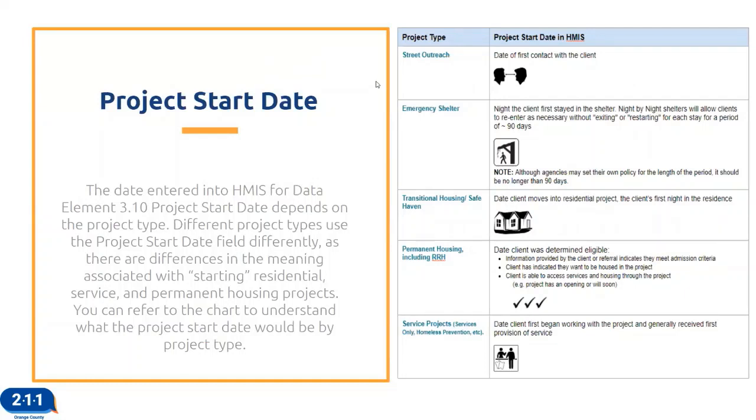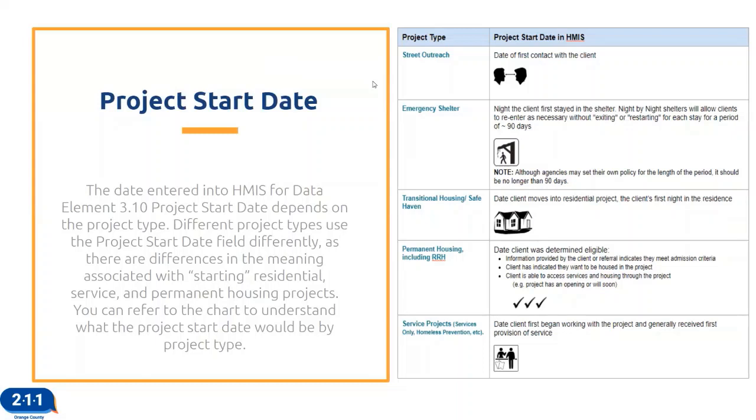The date that is entered into HMIS for the data element project start date depends on the project type. Different project types use the project start date field differently, as there are differences in the meaning associated with starting in residential versus service and permanent housing projects. You can refer to the chart to understand what the project start date would be based on the project type. In a street outreach project, the date of first contact with the client constitutes the project start date. In an emergency shelter, it is the night the client first stayed in the shelter.